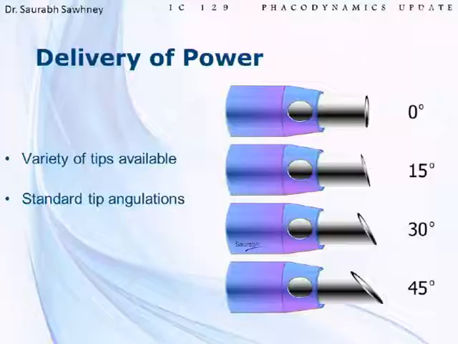There are a variety of tips available. The phacotip is now your final interaction with the nucleus. It is the point where the cataract meets the machine. And there are various angulations available ranging from 0 through 15, 30 and 45 degrees, even 60 degrees sometimes.